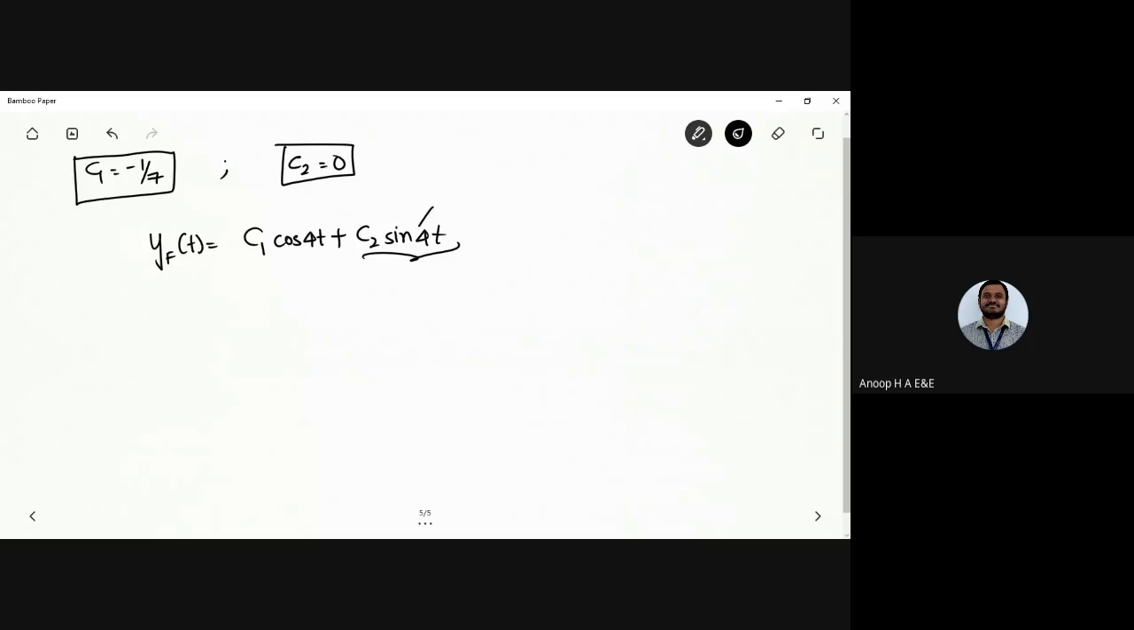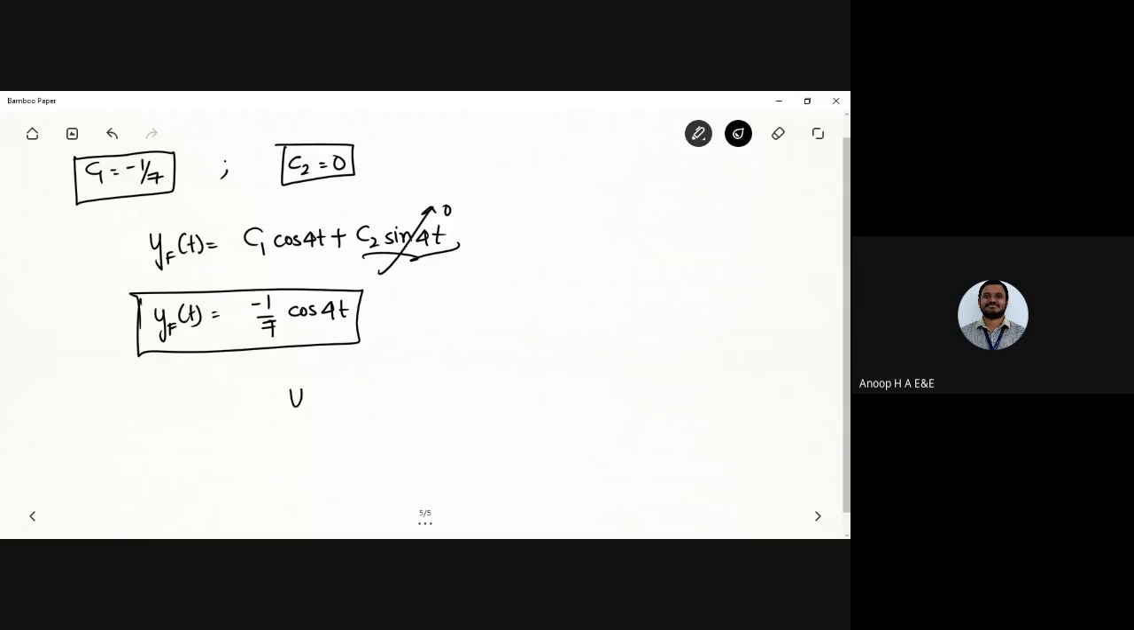Okay, so this entire term gets vanished. That's 0 there. Minus 1 by 7 into cos 4t. That is the forced response structure with the constant being included. So now I have the forced response of a system.